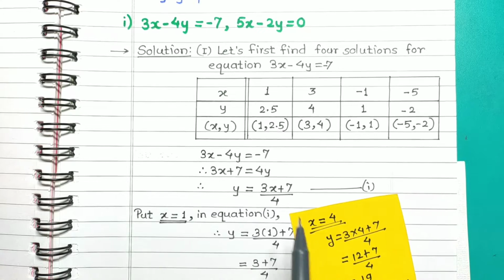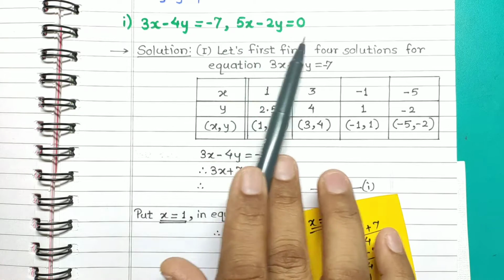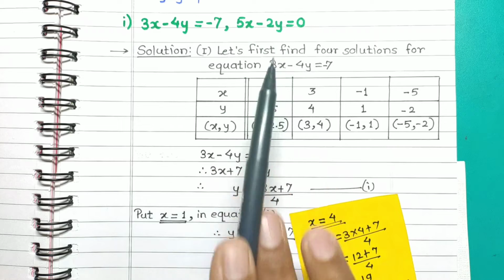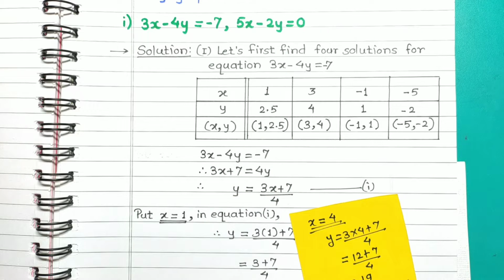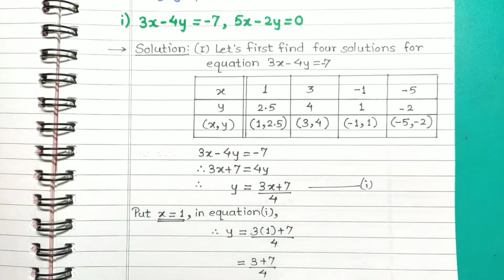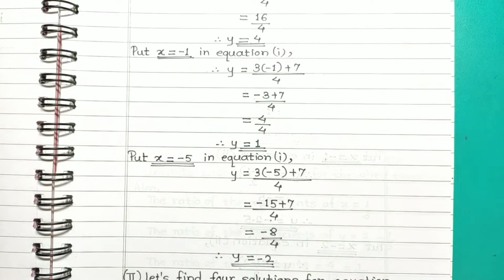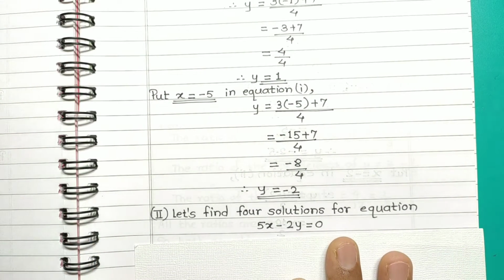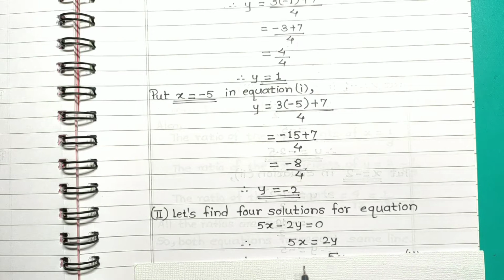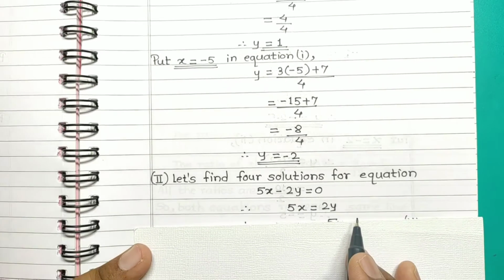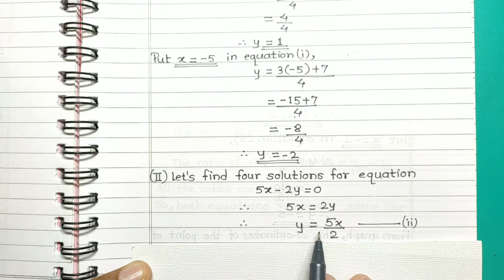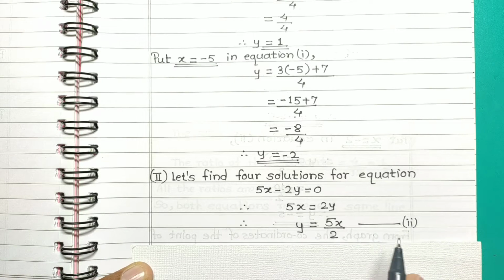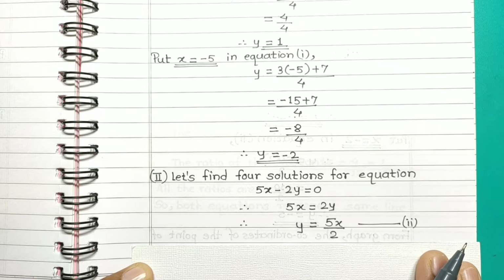Now let's move on to the ordered pairs for the second equation, 5x minus 2y is equal to 0. So let's find 4 solutions for the equation 5x minus 2y is equal to 0. So we can write it as 5x is equal to 2y, and so we have y is equal to 5x by 2. Call it equation number 2.